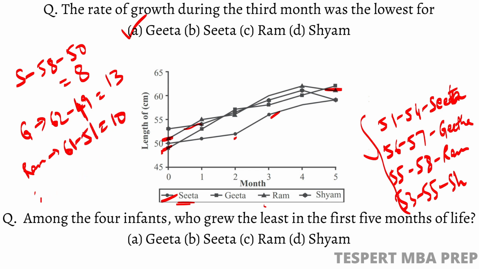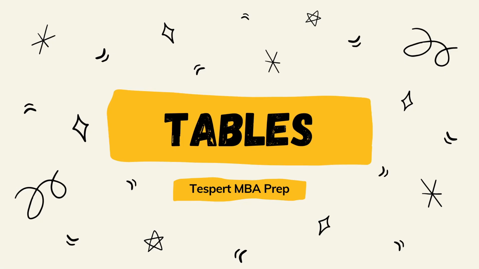And moving on to Shyam, the final value of Shyam is almost 58 and the initial value is 53. So the difference is 5. So who has the least growth in the first 5 months? It's Shyam. Let's move on to the second type, that is the data tables.